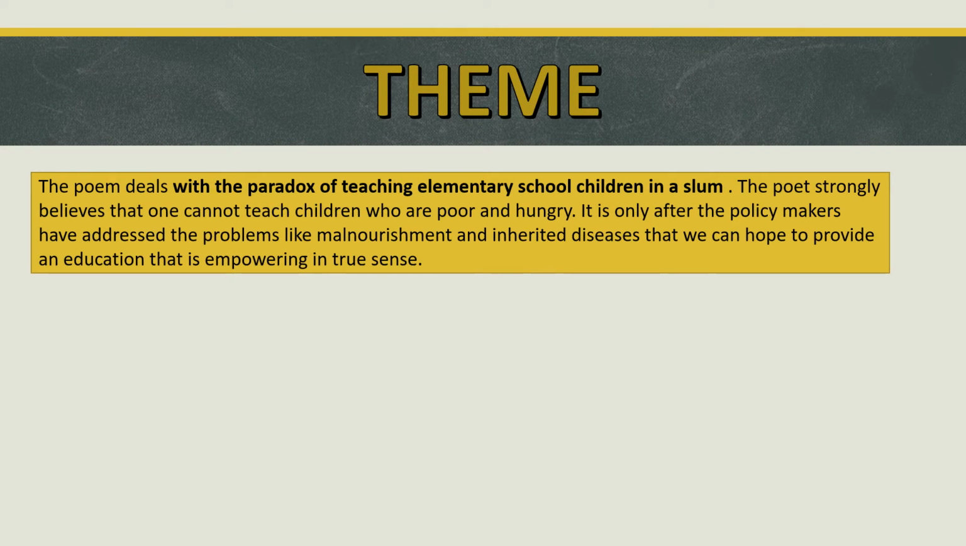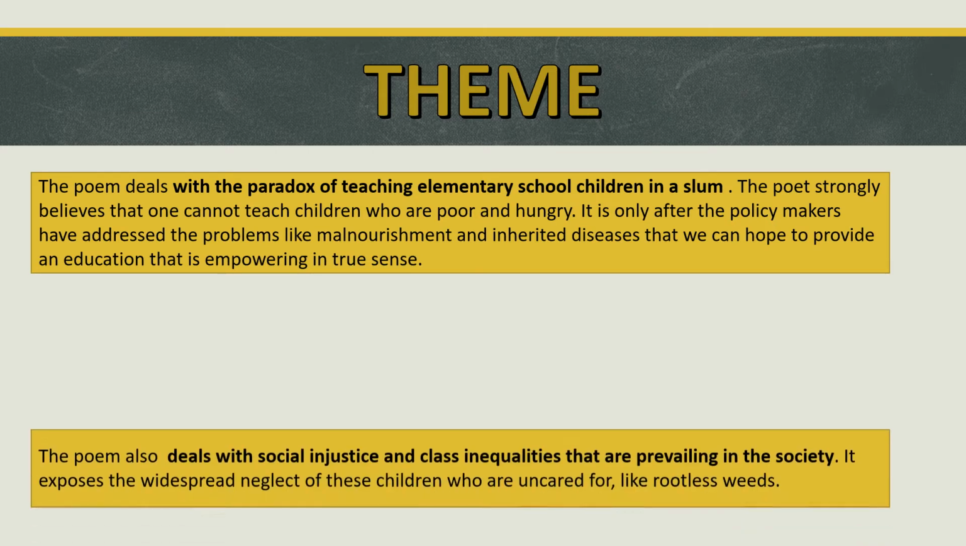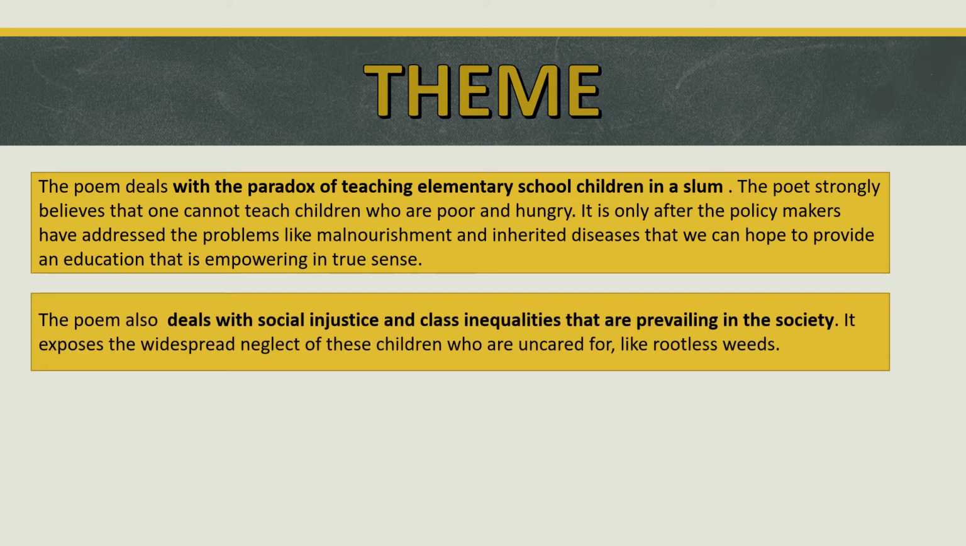The most important theme of the poem is that it deals with the paradox of teaching elementary school children in a slum. The poet strongly believes that one cannot teach children who are poor and hungry. It is only after the policy makers have addressed the problems like malnourishment and inherited diseases that we can hope to provide an education that is empowering in true sense.